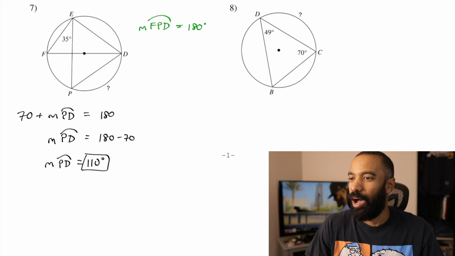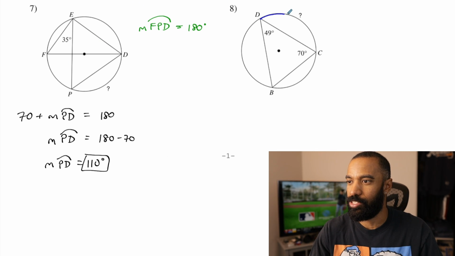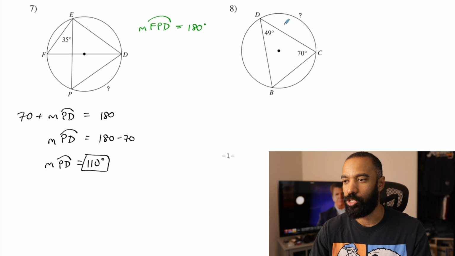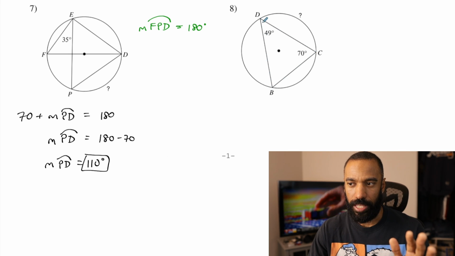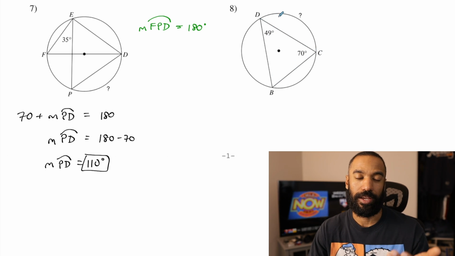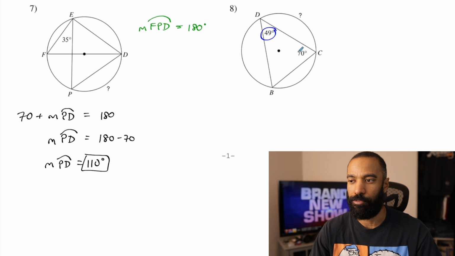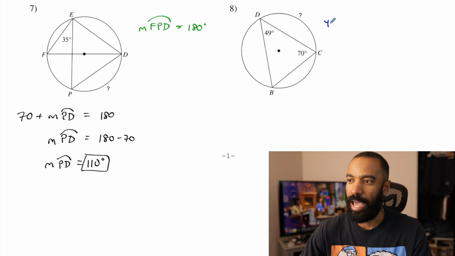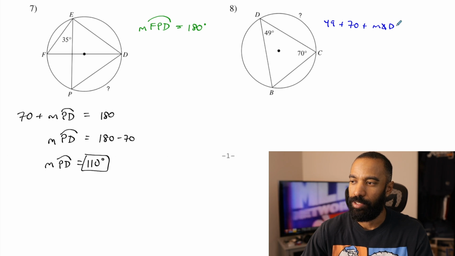All right. Number 8, we're trying to find this guy right here. I'm already seeing 2 different ways I can go about it, and we might as well do both here. One is using the notion that you do have a triangle inscribed in this circle right here, and all triangles have an interior angle sum of 180 degrees. So if I take the 49, the 70, and this unknown measure of angle DBC right here, I add those together, that should be 180 in and of itself.